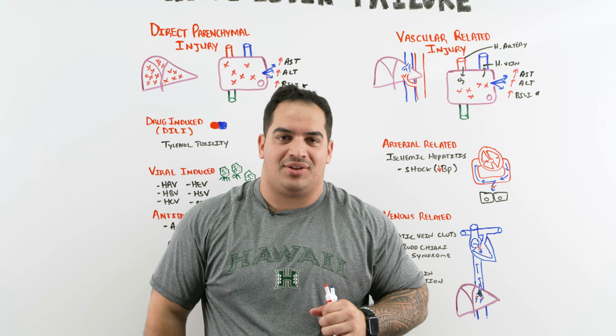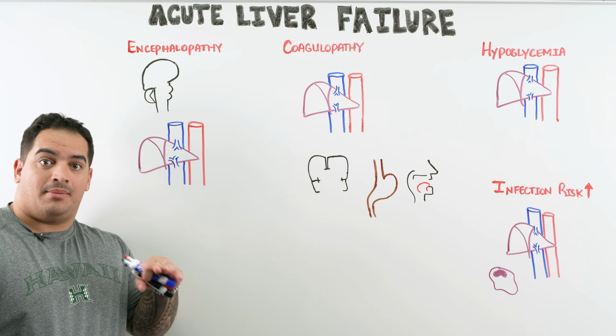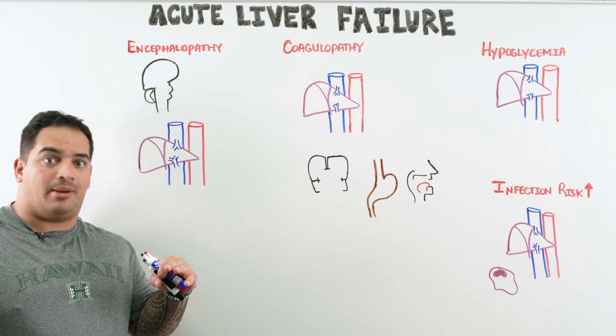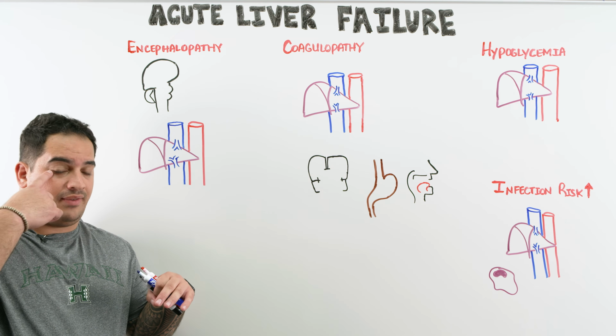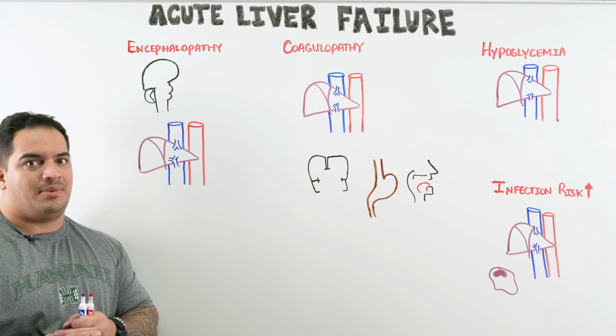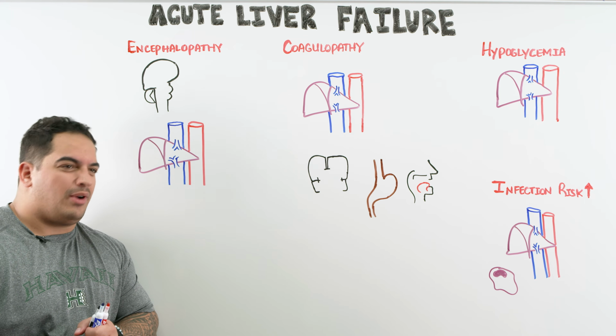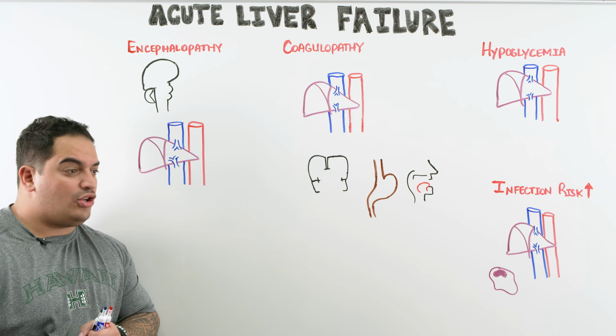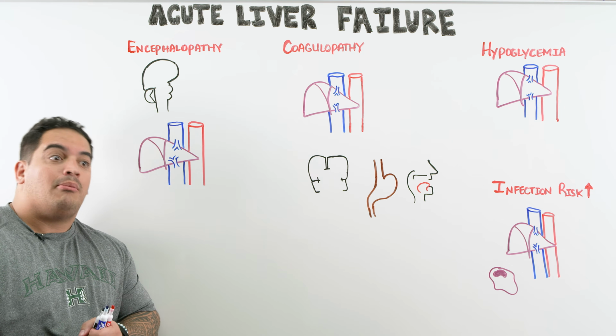Now let's talk about the complications. All right, my friends, so now a patient comes in with acute liver failure. They're showing signs of right upper quadrant pain. Maybe they're showing signs of icterus or yellowish discoloration that would suggest jaundice. We're thinking, oh, maybe something's wrong with the liver. We think, okay, what could be the causes? It could be Tylenol toxicity, it could be viral, it could be autoimmune, could be pregnancy related.